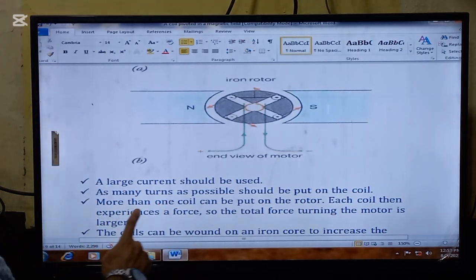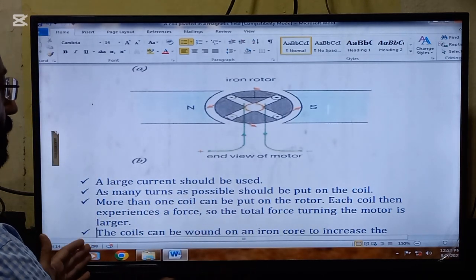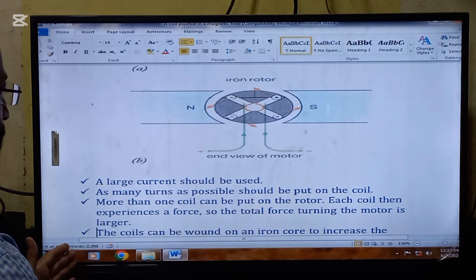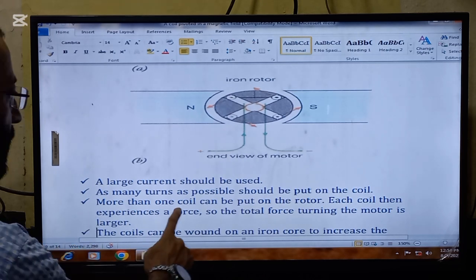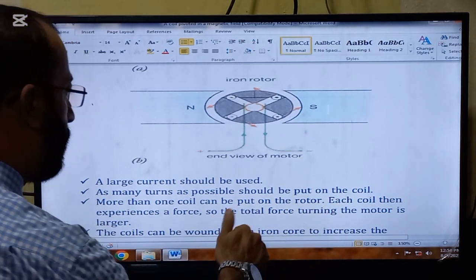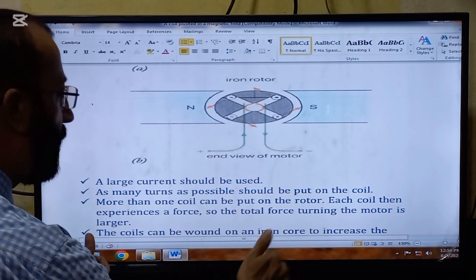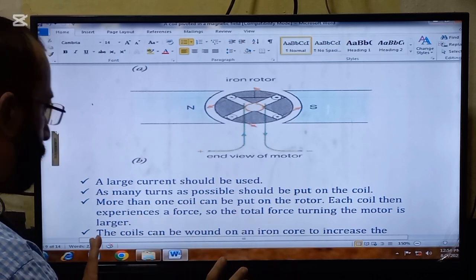Number one, a large current should be used. So the more the current, the more powerful the motor will be. Number two, as many turns as possible should be put on the coil. So the more turns on the coil, the more powerful the motor will be.